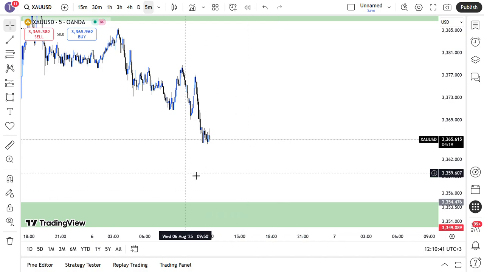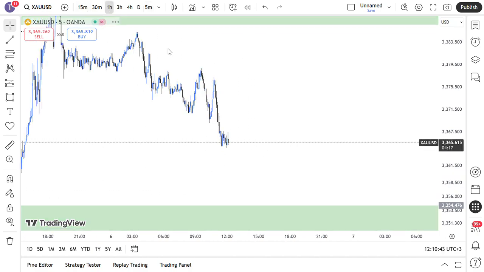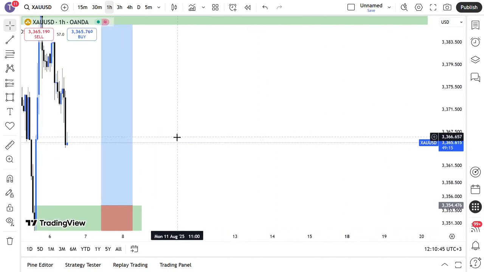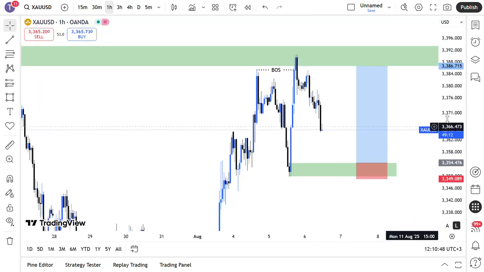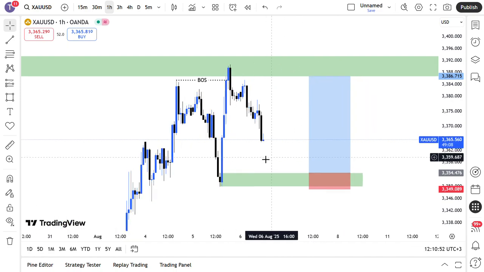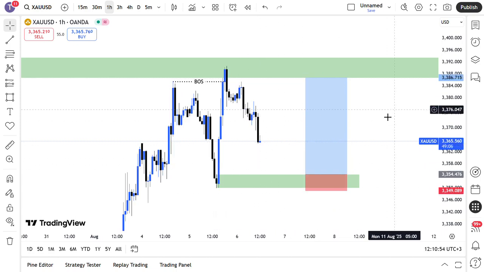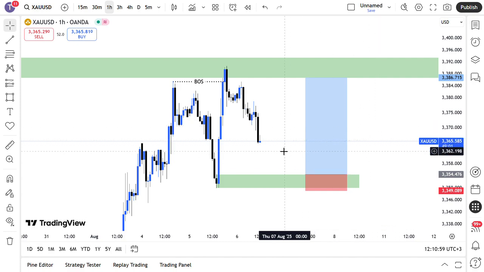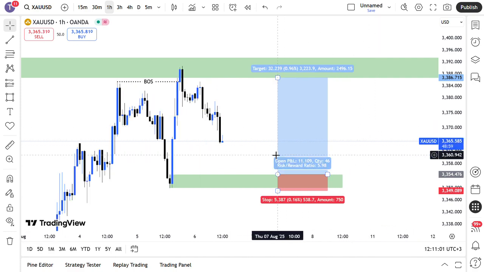In some scenarios, you find that the market has not formed a change of character, and you can see very clearly the market is trying to go up. You try to look for an internal structure that you can jump in on and catch the trend.